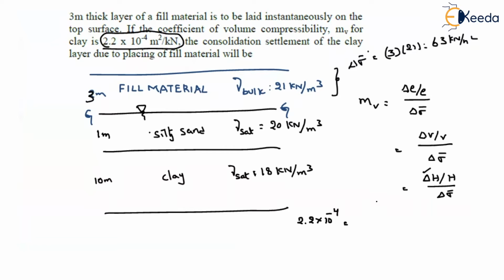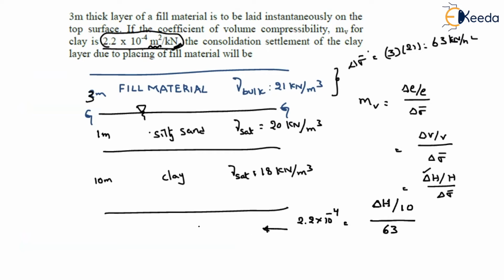That will be equal to the settlement delta H divided by the clay layer thickness, which is 10. Since the units are in meters square, I am substituting each value in meters, otherwise we have to convert them. Divided by the change in effective stress, and since the forces are in kilonewton here, it is also kilonewton here, so no problem. Change in effective stress is 63.